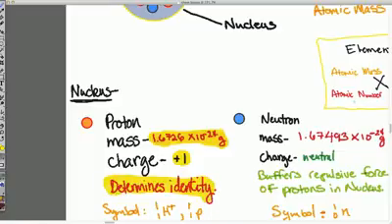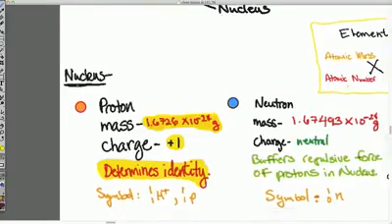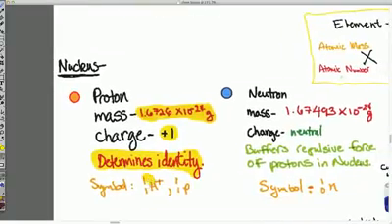If all the atoms have the same number of protons, then they're going to be a specific element and behave in a similar manner. The symbol for proton is either the H plus with the 1 and 1 charge and mass, and here we have a P there for proton.